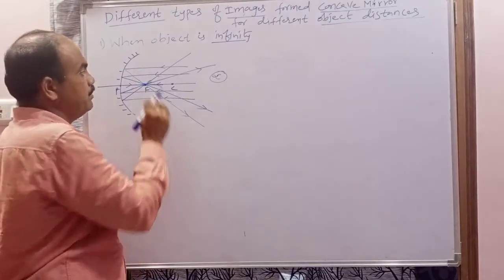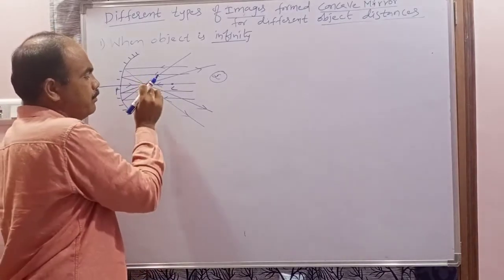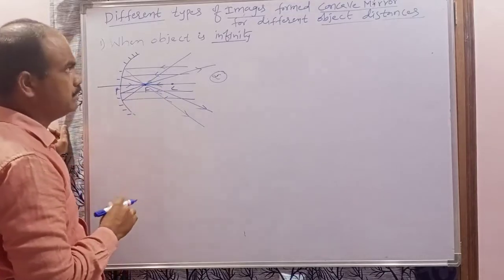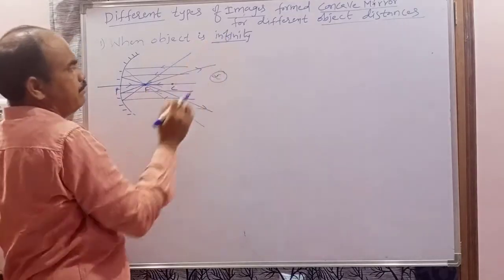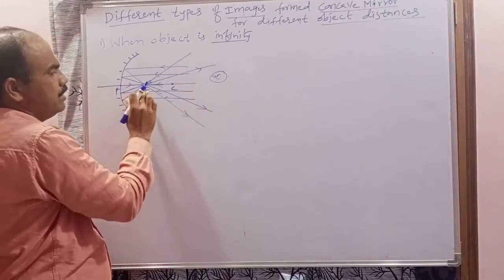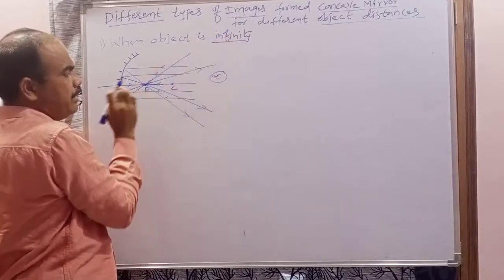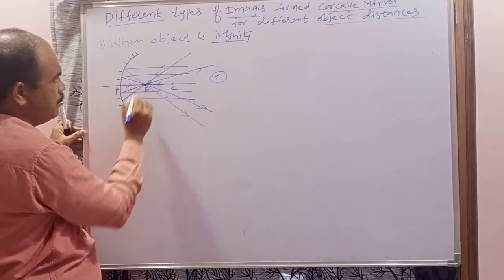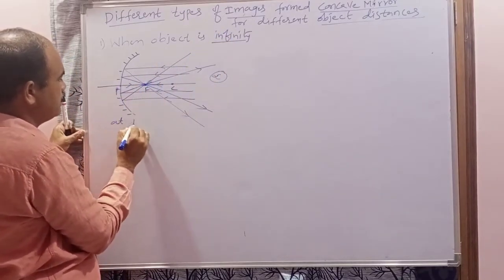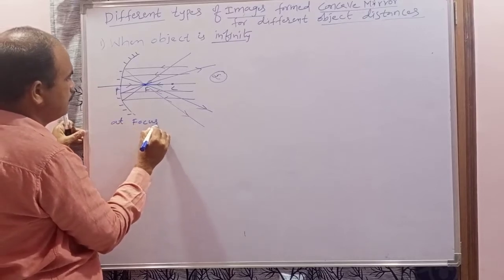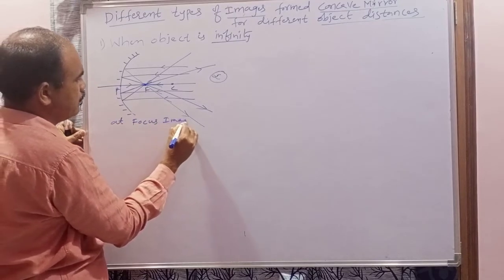Which type of image is formed? A real image is formed. Now when the object is at infinity, what is the position of the image of that object? At the focus. So where is the image formed? At the focus, the image is formed.